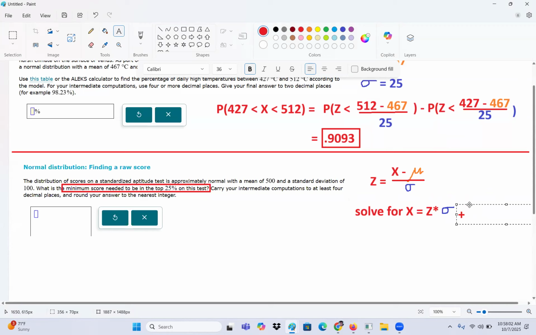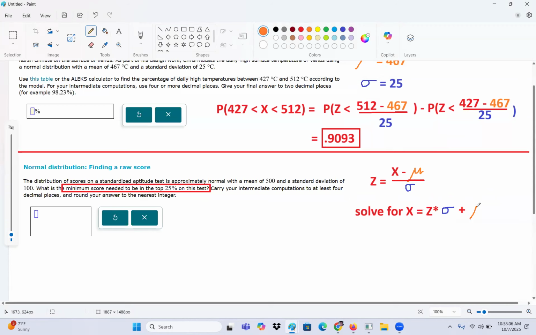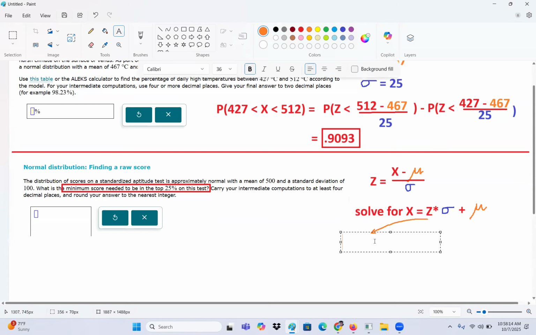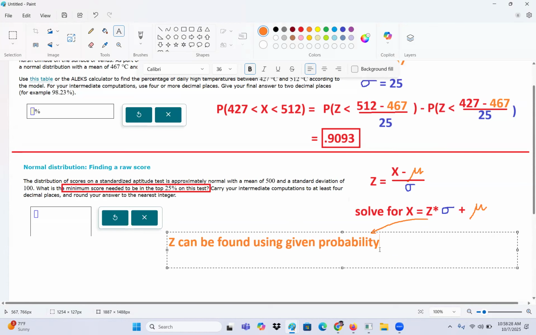What's the line again? You have y bigger than... So the z should be given with the p, right? So z can be found using probability, using the p. Probably given probability.